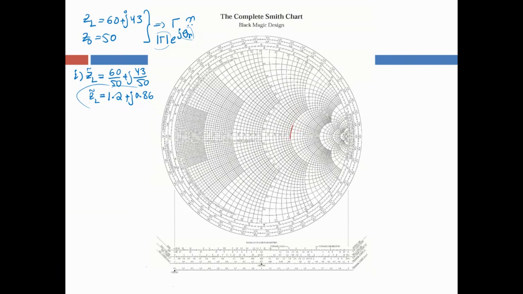So this is 2. I'm going to draw it up here. It's a circle 2. And then I'm going to draw the 0.86. Again, this is 0.8, this is 0.9, this is 0.85, somewhere here. We just continue with this, and you finally find the intersection between the two, and that is the location of the load. Okay?